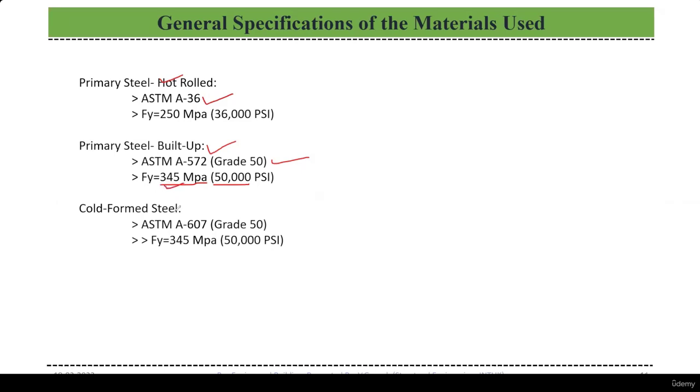This is Fy 345, and for cold formed steel also, using these plates they will mold required shapes, channels or Z sections, or channels with lips or without lips. So these are the general specifications of the material. Fy is 250 for hot rolled members, 345 for built up and cold formed members. Generally we will use these in our design. If you go to any particular company, it may be different, but I'm just telling you my experience here.